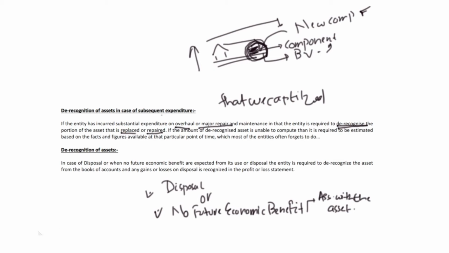These are the only two conditions in which we need to derecognize an asset. First, in case of a disposal, when we disposed of or sold the asset, or when there's no future economic benefit associated with the asset, we need to derecognize the asset from the books of accounts.